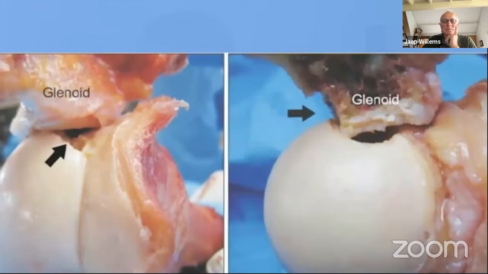This is known as an on-track lesion. But if the Hill-Sachs lesion were a bit too medial, or if the glenoid were a bit deficient, then it will be what we call an off-track lesion. And the management of these two lesions is different.